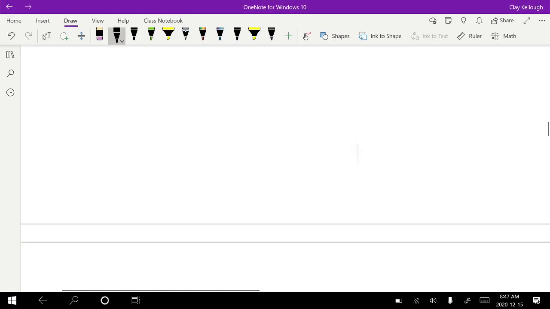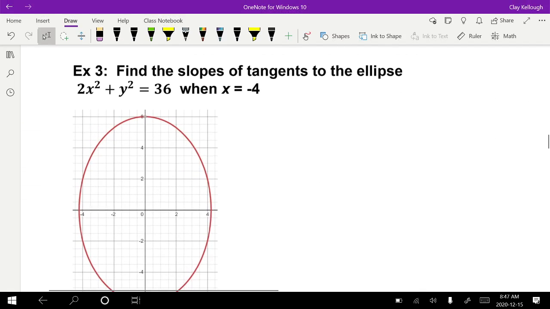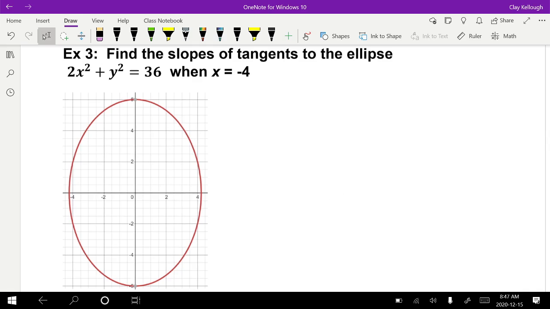And copy this one down. We'll call this one example 3. And make yourself a little sketch here. Find the slopes of the tangents to the ellipse when x is negative 4.